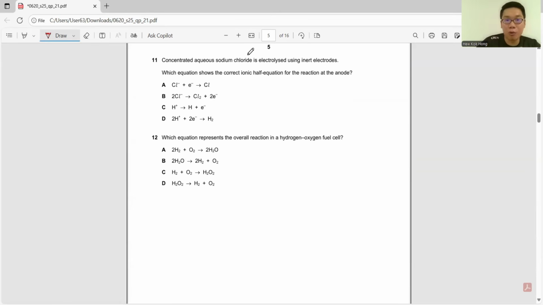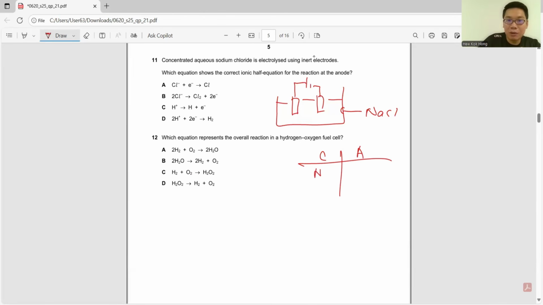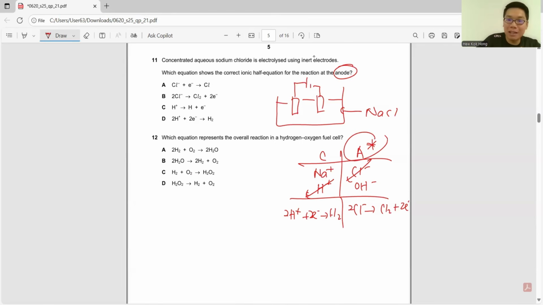Concentrated aqueous sodium chloride is electrolyzed using inert electrodes. Concentrated. Cathode, anode. Cathode here we have this. Anode here we have this. And since it's a concentrated situation, the anode will get affected. Group 7 will get discharged. Cathode will be as usual. Hydrogen is lower in the electrochemical series, so we choose hydrogen. Then he asks what happened at the anode. So we refer back here, it is this.